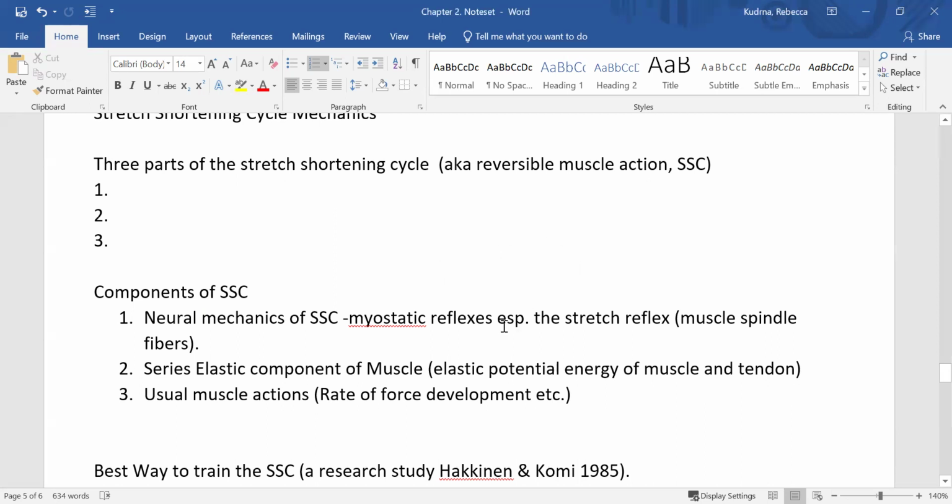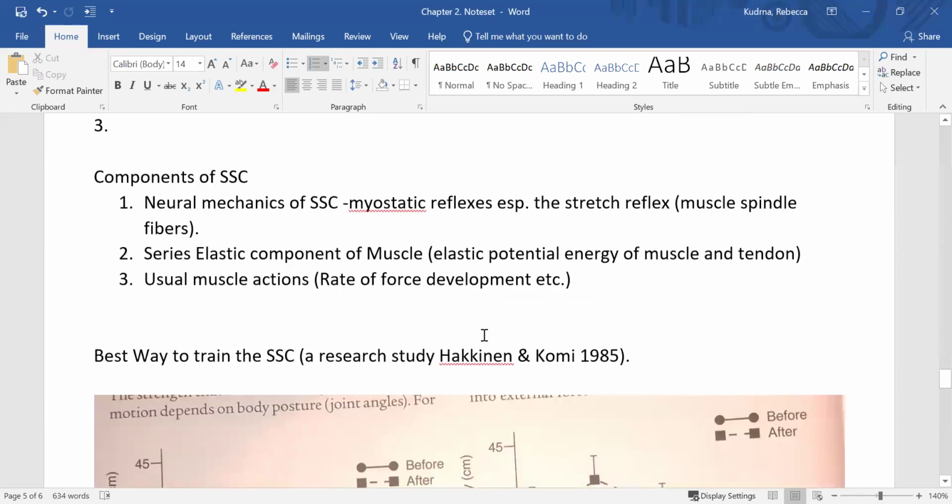Next one, I put in here for you the 3 things that affect force development in the stretch shortening cycle. So the first one is the neural mechanics, which includes the myotatic reflex. That's the muscle spindle fibers. The book had a nice page and a half description of how the muscle spindle fibers sense a sudden stretch, and then they cause a reflex to occur that will cause the muscle to contract. And so it's a reflexive contraction. So one component of force development in a stretch shortening cycle is reflexive, the stretch reflex.